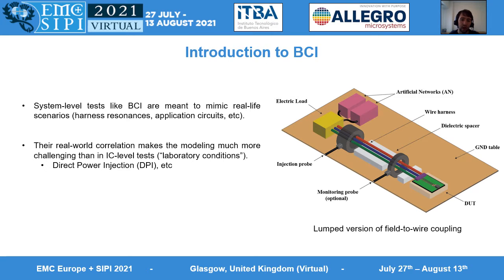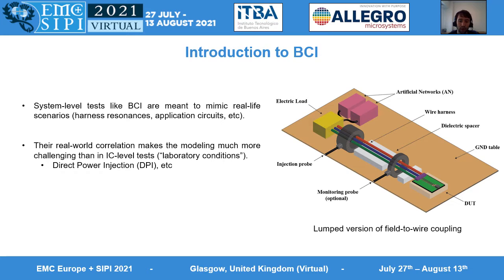However, on the other hand, we have the IC level test, for example, direct power injection, which can be thought of as a Thevenin equivalent of this BCI test, which provides what is called laboratory conditions, because they don't have harnesses, they have specific PCBs with different boundary conditions, and therefore their reproducibility is much higher because all the conditions are much better controlled. However, that comes at the cost of a lack of correlation with real life.